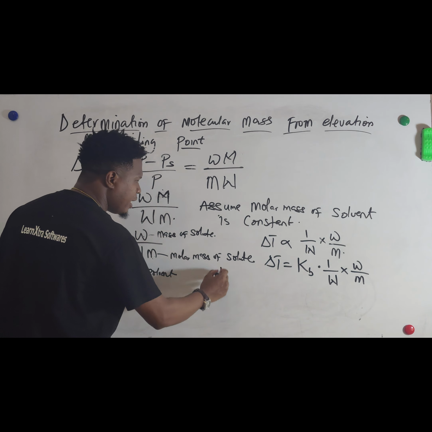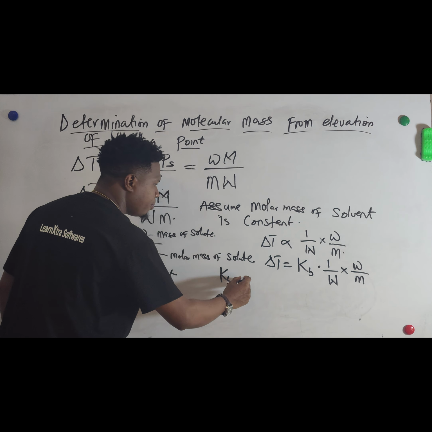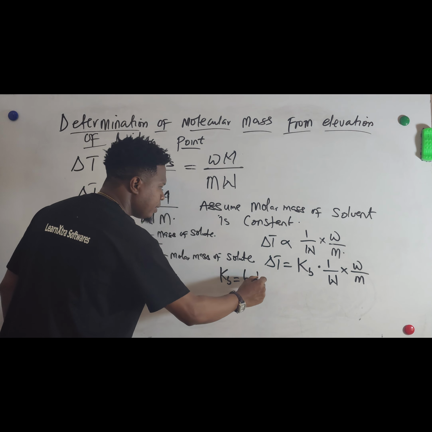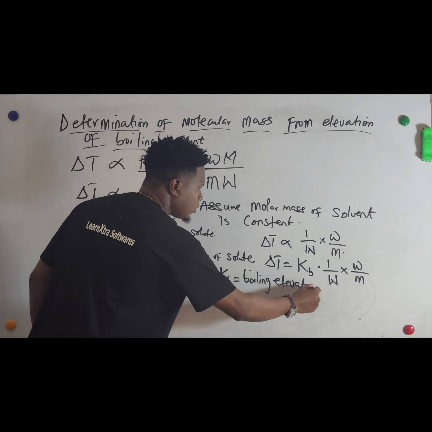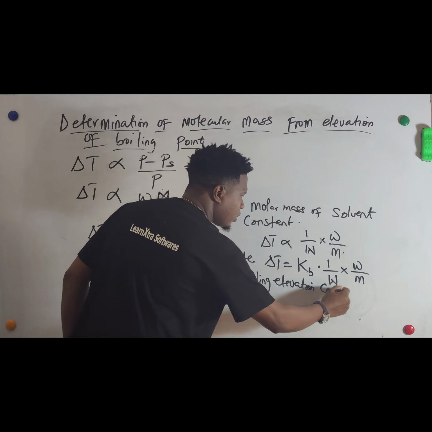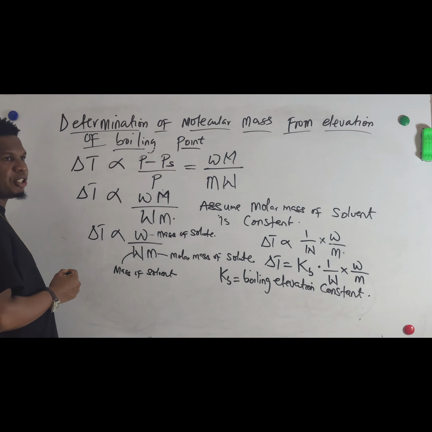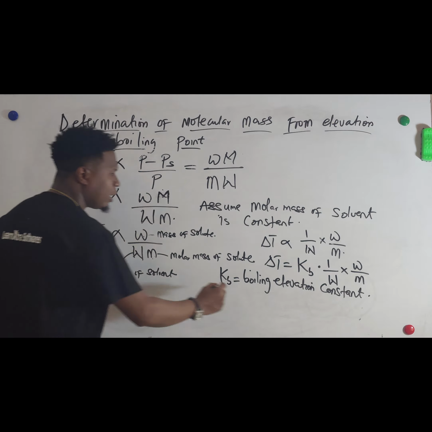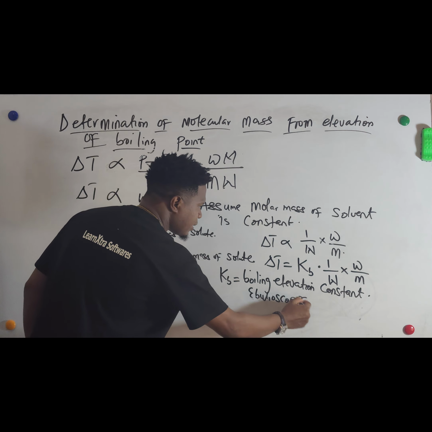So this constant KB is what we call the boiling point elevation constant. Okay? This is what we call the boiling point elevation constant, or you can call it the ebullioscopic constant.